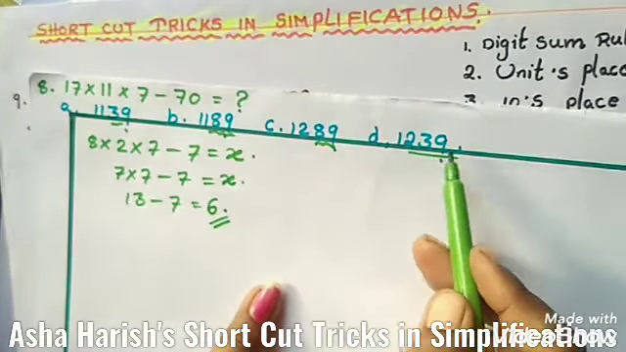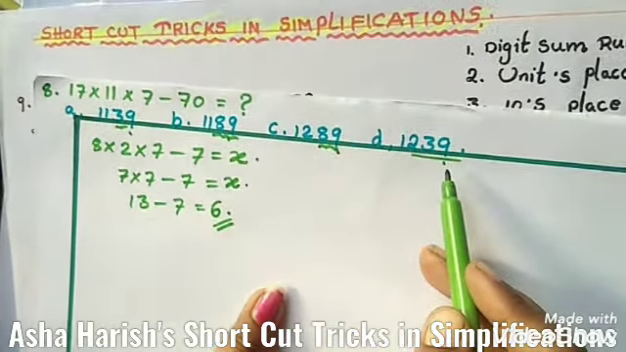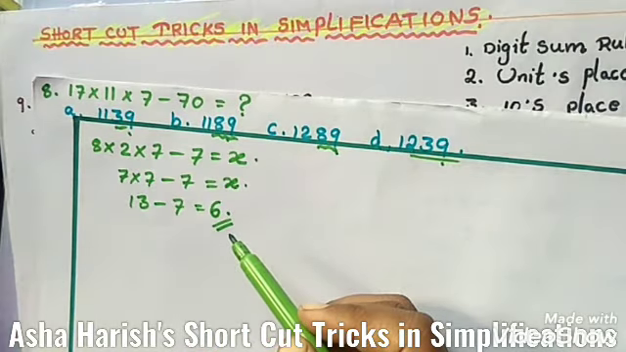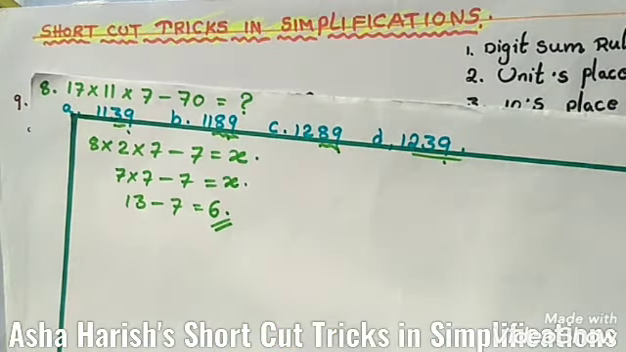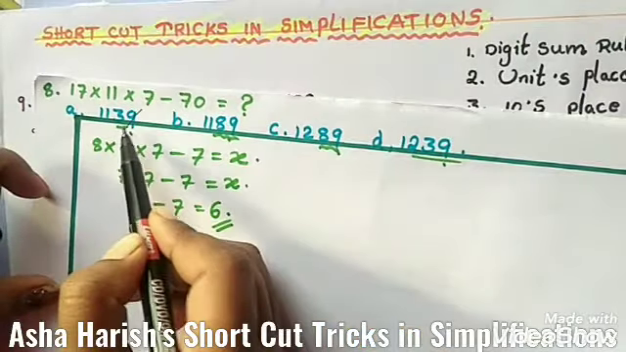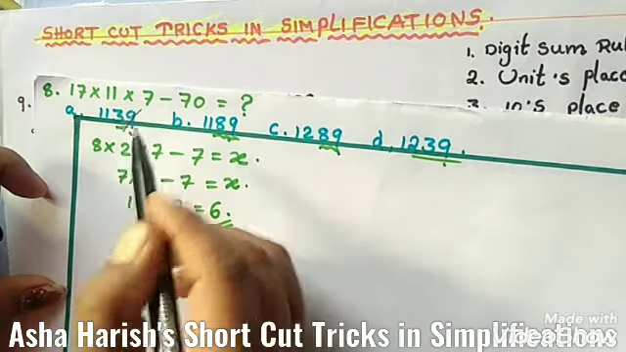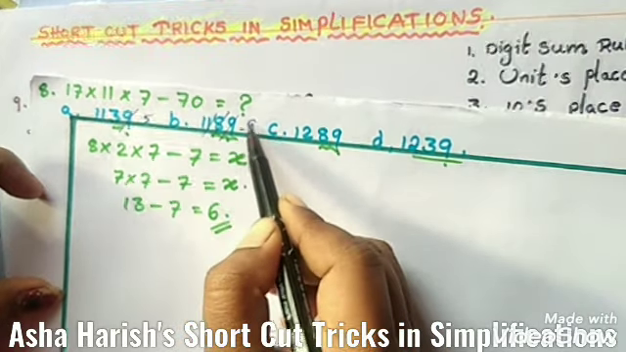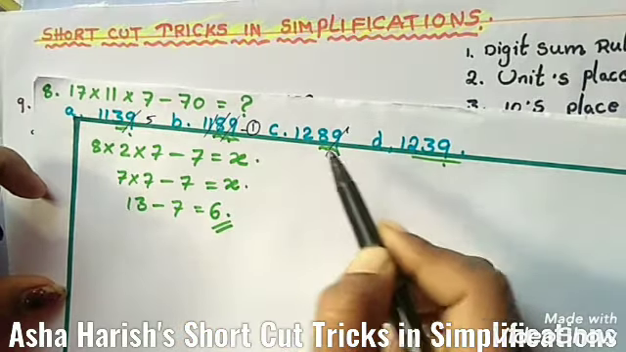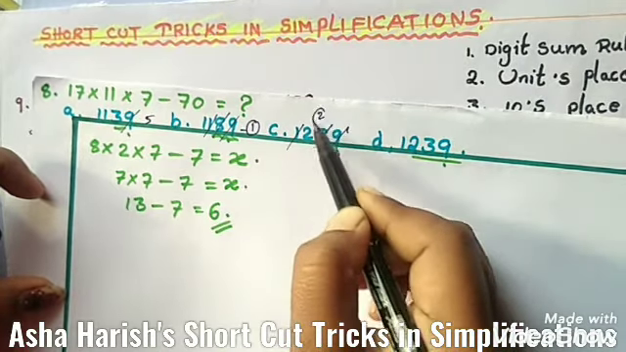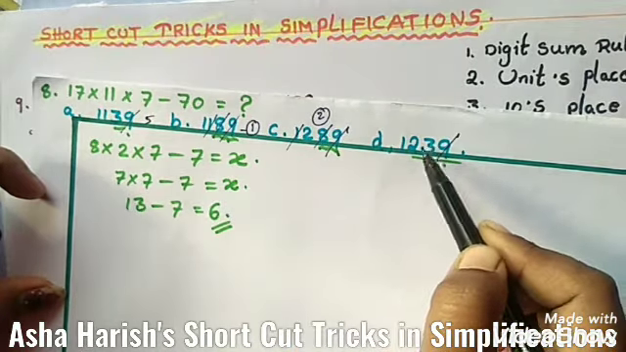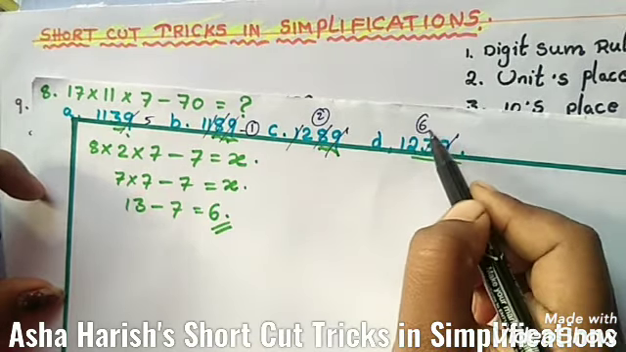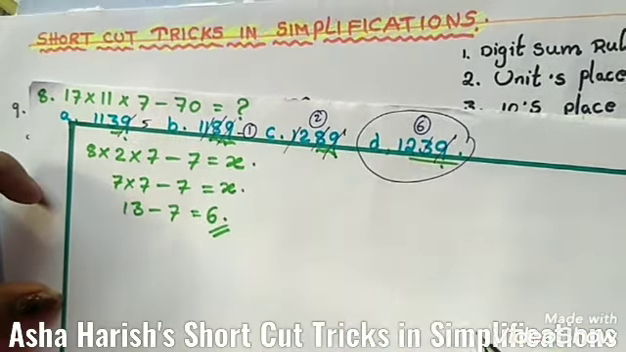So instead of x, you got 6. Now if you apply the digit sum rule to all of these options, if you get 6, then only that is the correct answer. Let us see how it will be. In option A, 9 is eliminated. 3 plus 1, 4 plus 1, 5. Here 9 is eliminated. 8 plus 1, 9 is eliminated. Here 1, 9 is eliminated. 8 plus 1, 9 is eliminated. Here 2, this 9 is eliminated. 5 plus 1, 6. So option D is the correct answer.